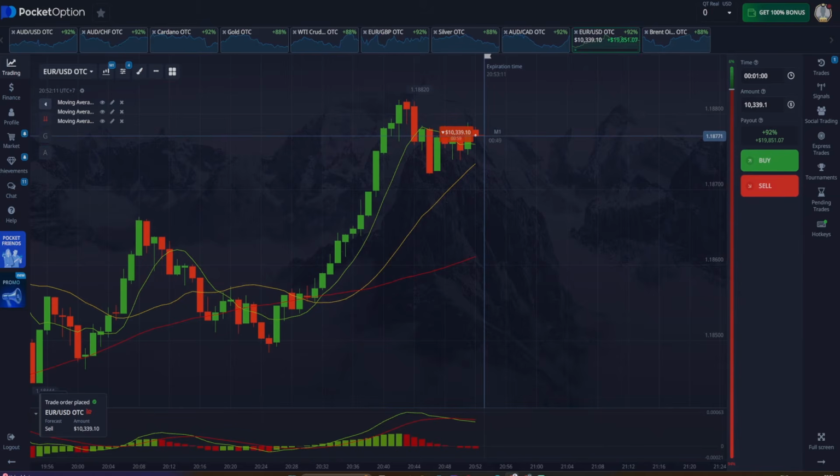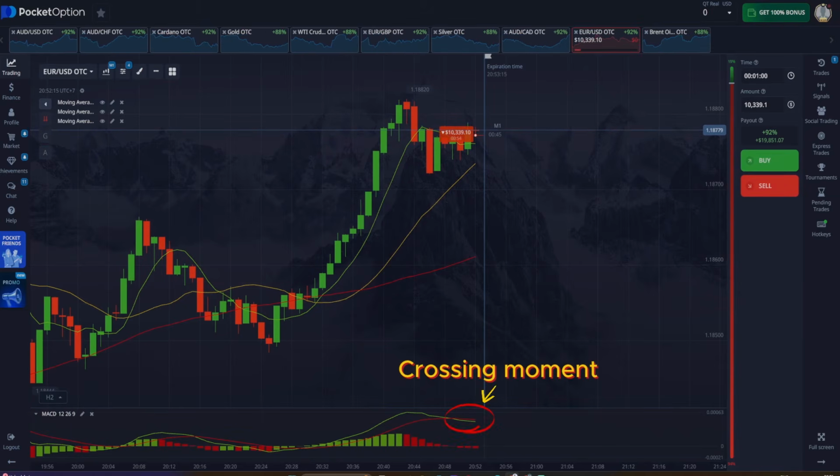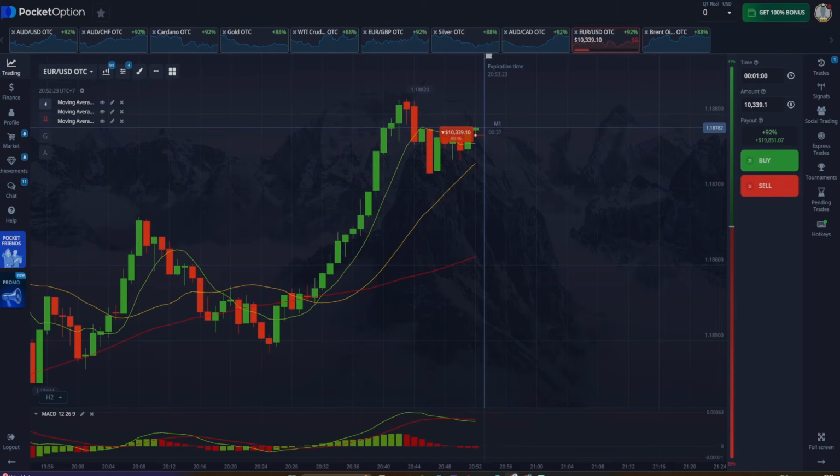Look at the MACD indicator. We've got another bearish crossover with the MACD line cutting below the signal line. This shows selling pressure remains strong and sellers are still in control. I'm taking a sell on the MACD crossover again, since this signal is valid for continuation to the downside. Let's see how the price reacts.